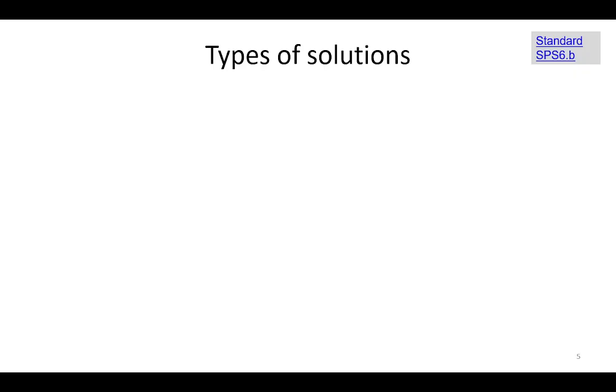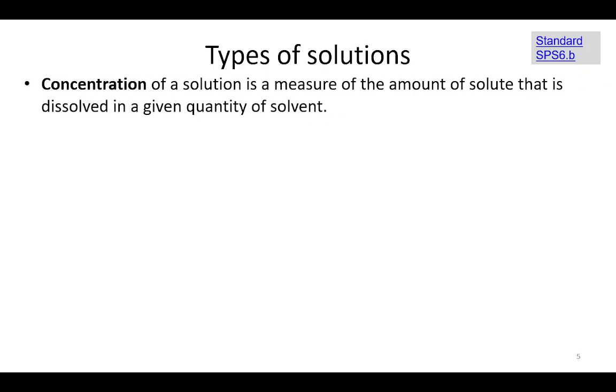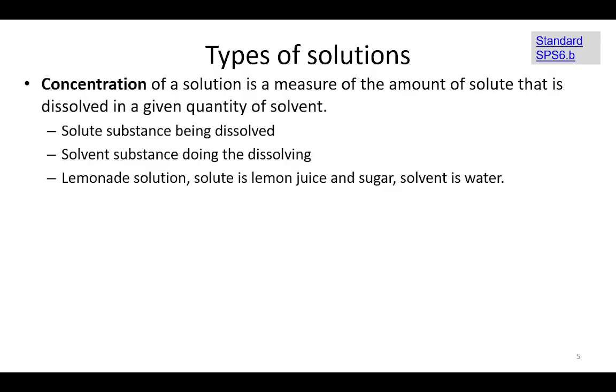Now, since we're talking about terminology, there are some types of solutions. A concentrated solution is one where there is a large amount of solute. So we're dissolving a lot of stuff in the same amount of liquid, for example. Thinking about a concentrated solution of lemonade, we would have a lot of lemon juice and a lot of sugar. It would taste really, really strong lemonade.